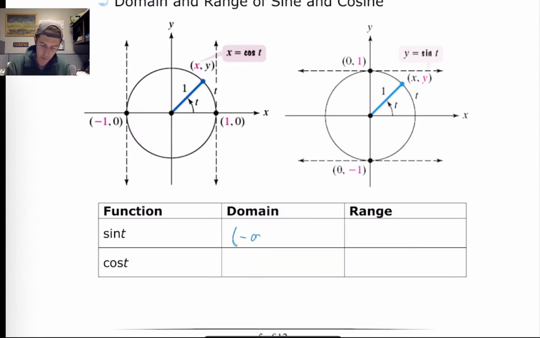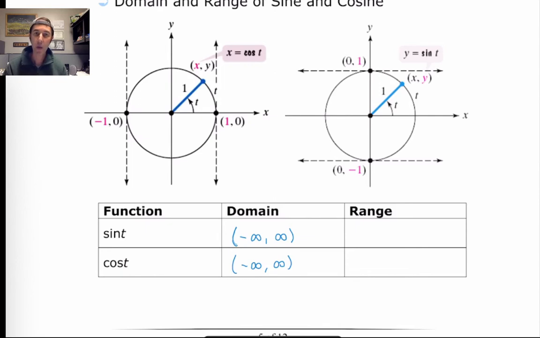From negative infinity to positive infinity. Into the cosine function, you can put anything you want, from negative infinity up to positive infinity. When we graph the sine and cosine function, they're going to look like waves. And they're going to go all the way to the left and all the way to the right, forever and ever, from negative to positive infinity.